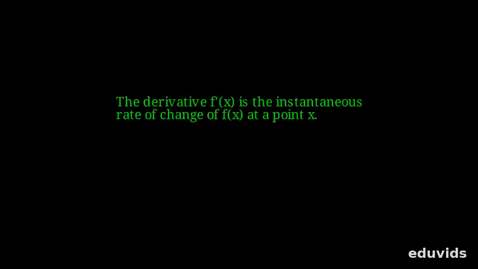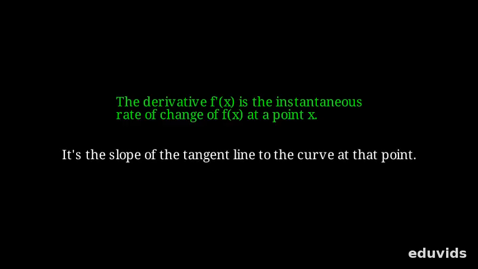This getting closer and closer is precisely what a mathematical limit does. Limits help us zoom in infinitely close. The derivative, denoted f prime of x, represents a function's instantaneous rate of change at a specific point x. It gives us the slope of the tangent line to the curve at that precise spot. This is the heart of its power.